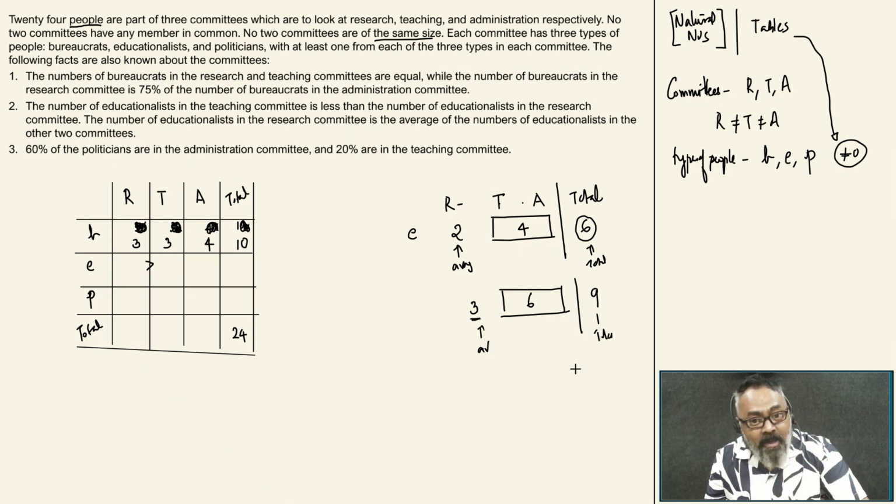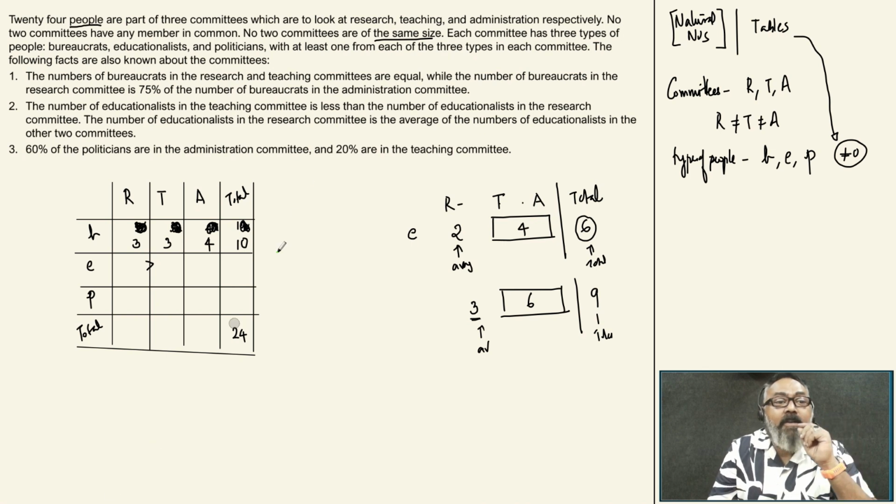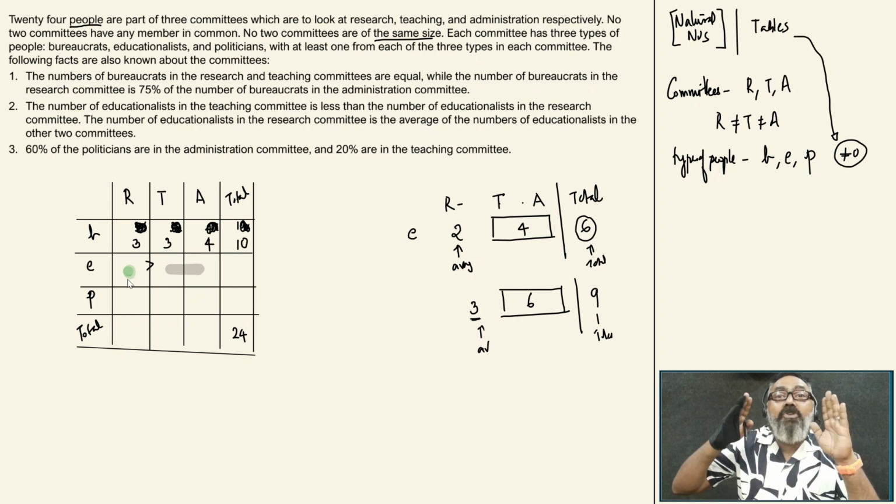The point that I'm saying is that if the number of educationalists in the research committee, this value, is the average of the number of educationalists in the other two committees, then this becomes the average of the total.